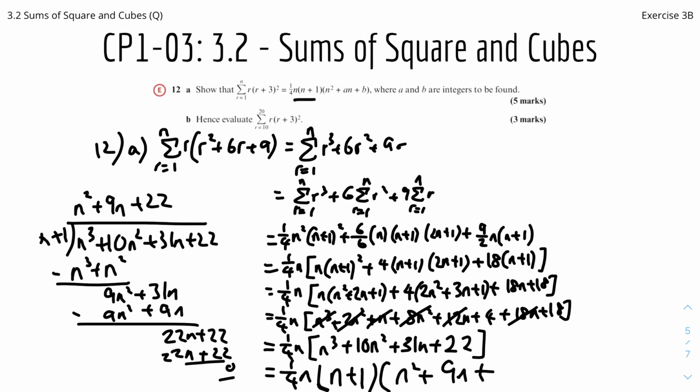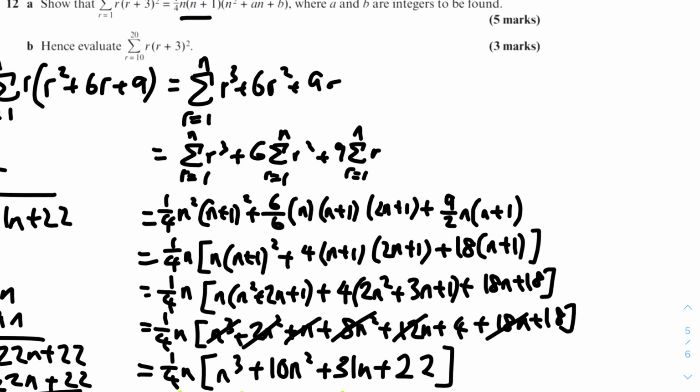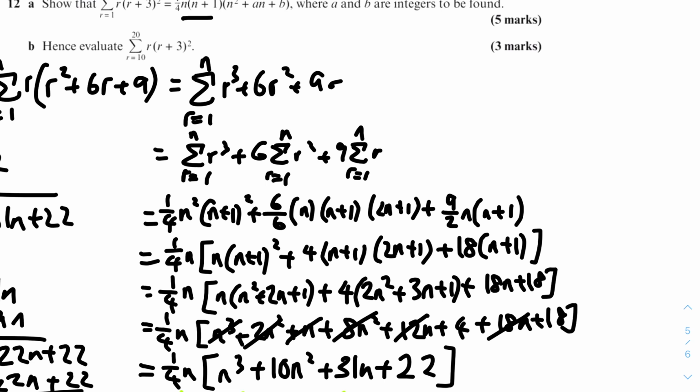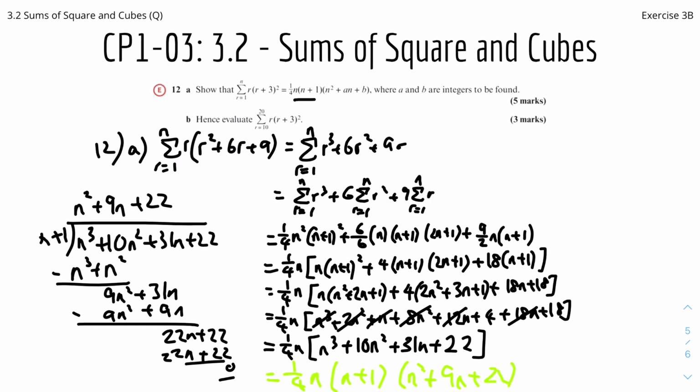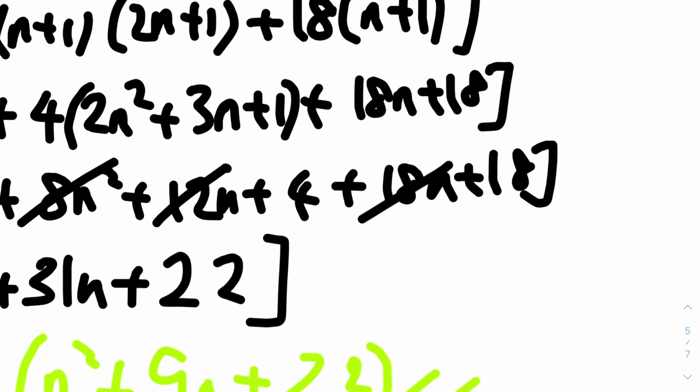Actually, no, let me just put into a new color because it will be easier to spot the answer. So it will equal to 1 over 4n times n plus 1 times n squared plus 9n plus 22, and that's the final answer. Let me just remove this, plus 22, like so.